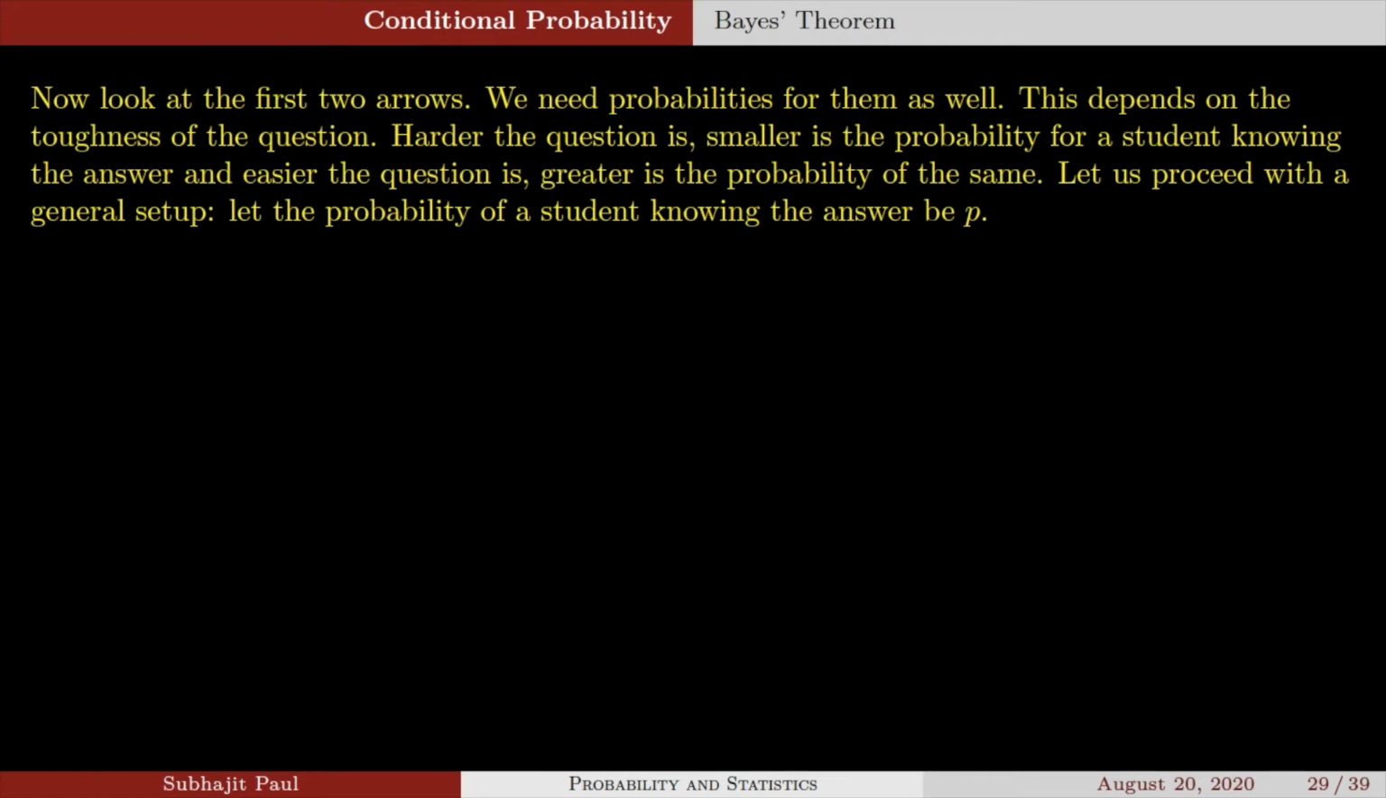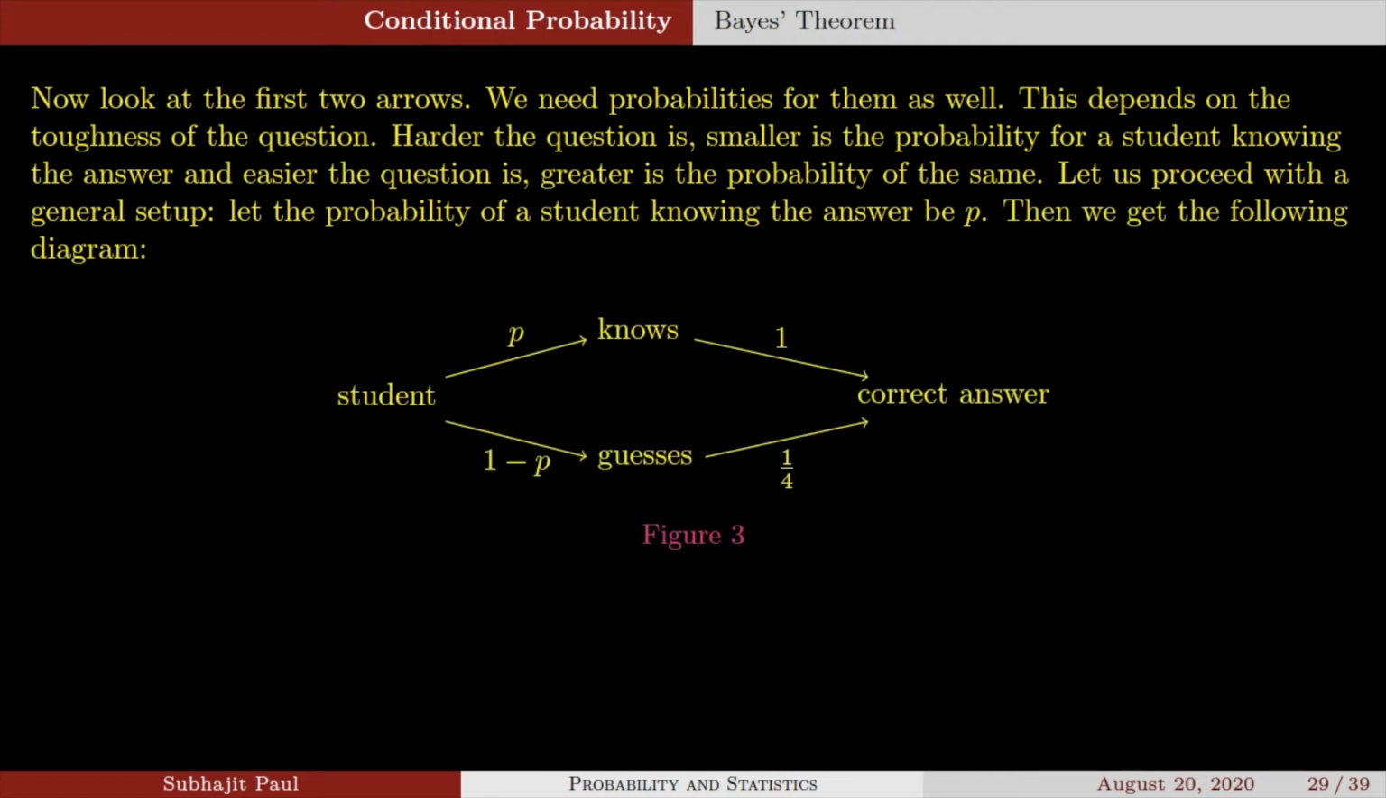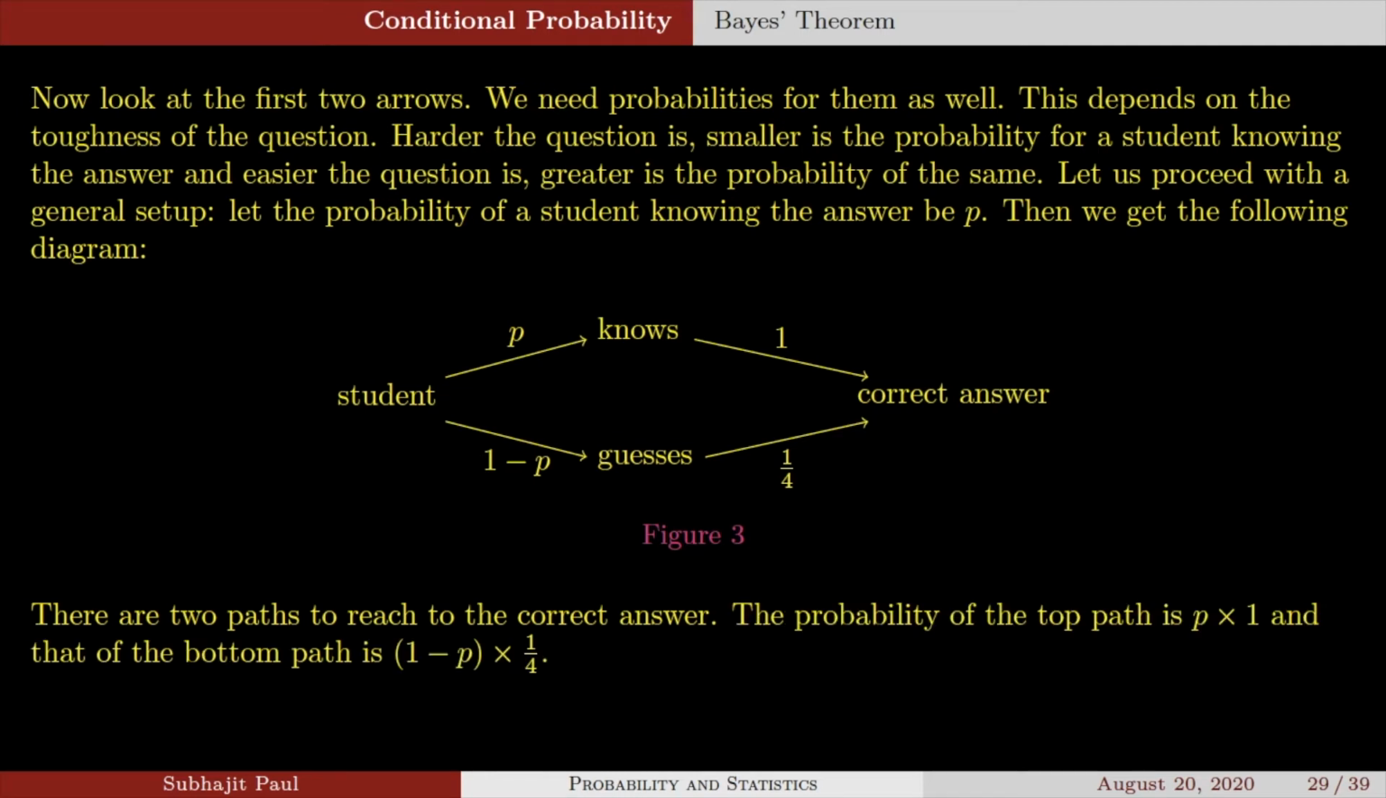Let the probability of a student knowing the answer be P. Then we get the following diagram. The student knows the answer with probability P, or does not know the answer and guesses with probability 1 minus P. So a student who knows gives the correct answer with probability 1, and a student who guesses gives the correct answer with probability 1/4. There are two paths to reach the correct answer. The probability of the top path is P times 1, and the bottom path is 1 minus P times 1/4.